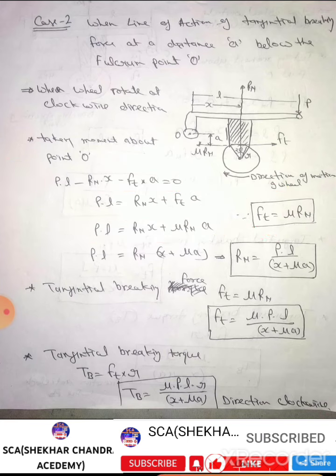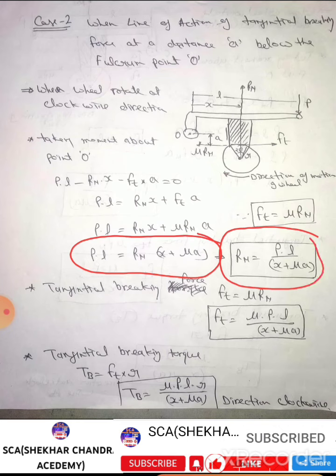As simplified to this equation. From this equation, Rn is common on the right hand side, so we can obtain the equation PL equal to Rn into the common bracket X plus mu A. So we can obtain the value of Rn, the normal reaction, as PL upon the whole of X plus mu A.